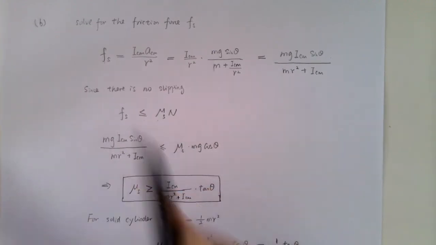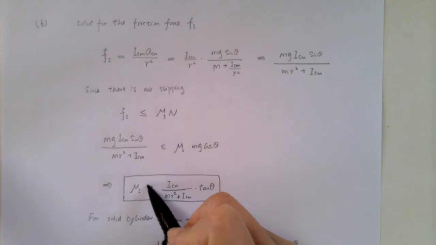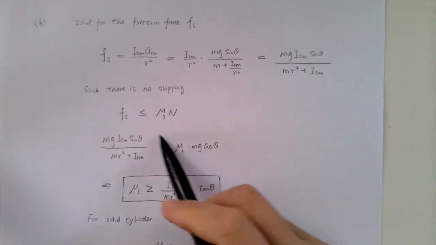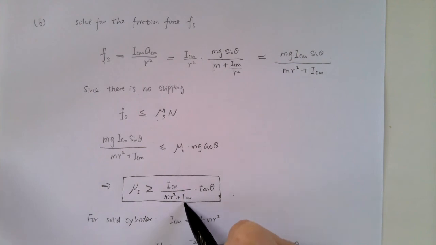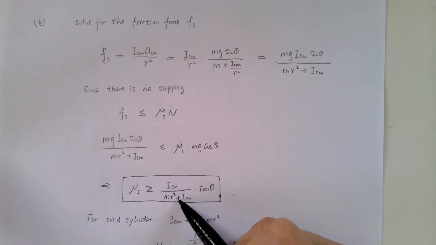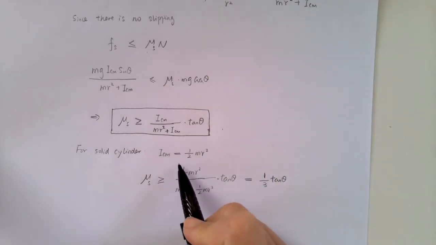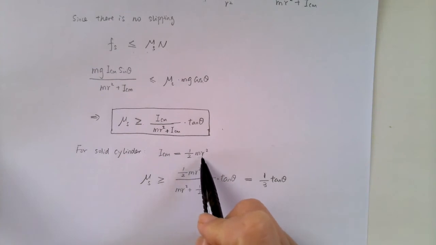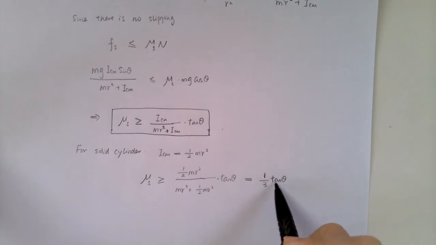So we flip the two sides of the inequality. We got mu sub s is greater than or equal to one expression like this, divided by cosine theta, divided by mg, and we get the expression here. Again, this works for any round object with radius r. For the solid cylinder here, we have the I_CM, the moment of inertia about its own center of mass, equal to 1/2 mr squared. So this expression can be simplified to 1/3 of tangent theta.